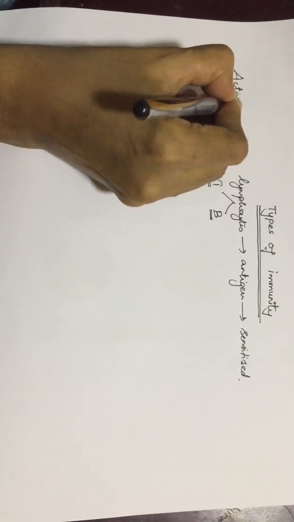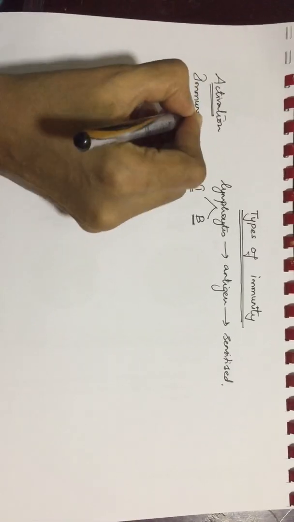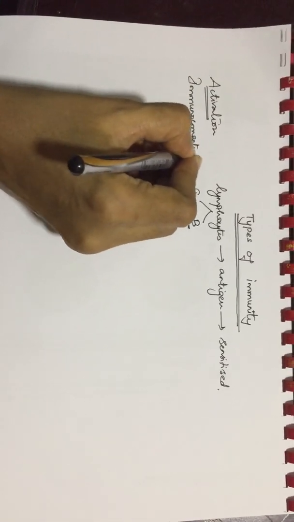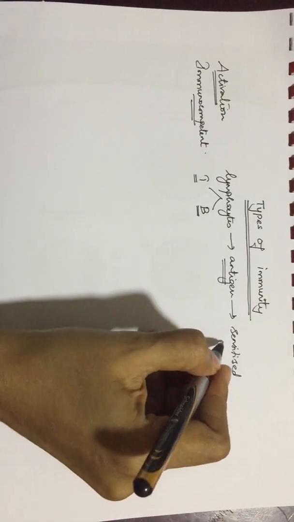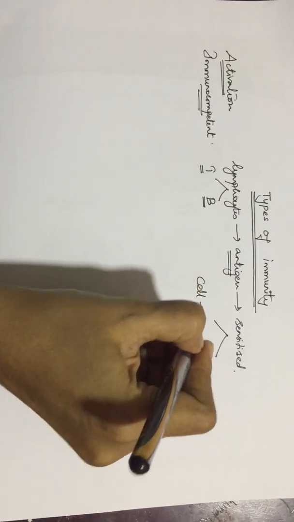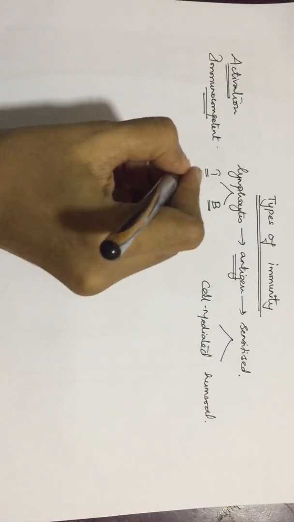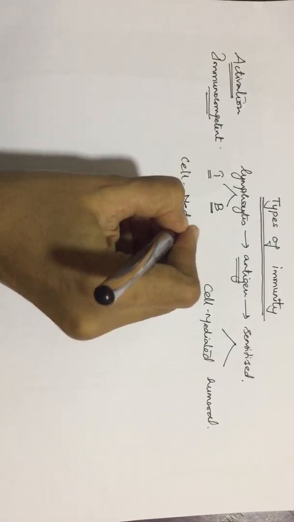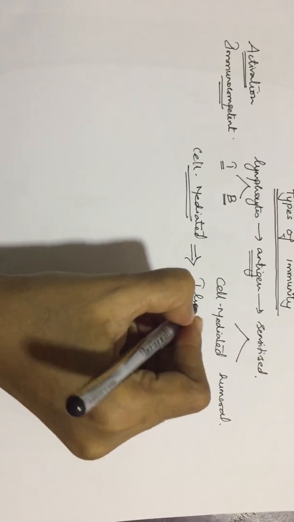Activation means the lymphocytes are becoming immunocompetent. That means they are ready to fight against the antigens. So once they meet this antigen, they get sensitized and they give two types of responses which can be grouped under cell-mediated immunity and humoral immunity. First, let us discuss cell-mediated immunity. The cell-mediated immunity is primarily by the T lymphocytes.